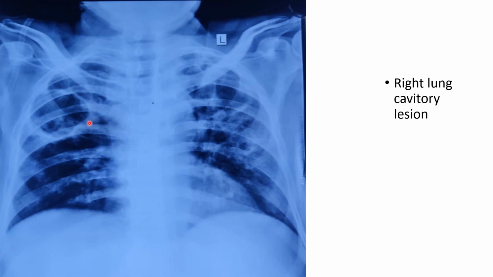Now just recollect the previous x-ray. I told you how thick the wall was. So this is a thin walled cavity. It is in the right upper zone. Usually upper zone cavities can be tuberculous in etiology. So here the possibility of tuberculosis is high.